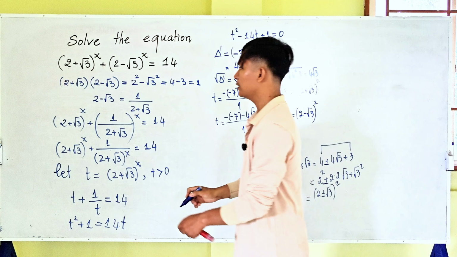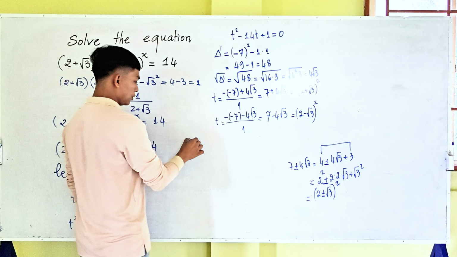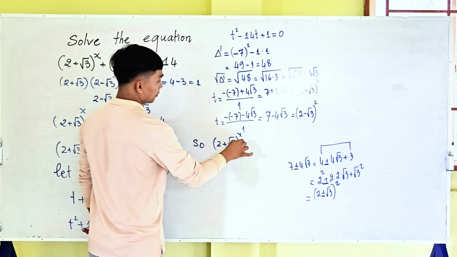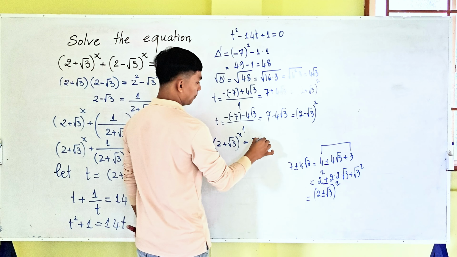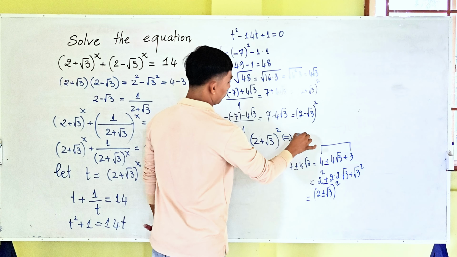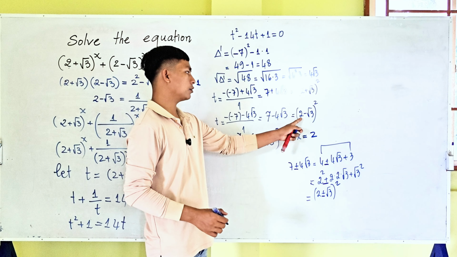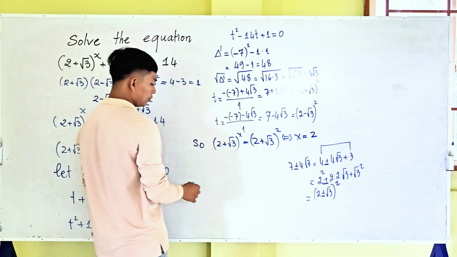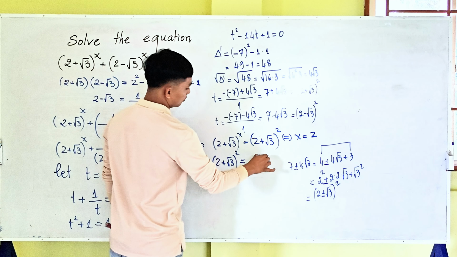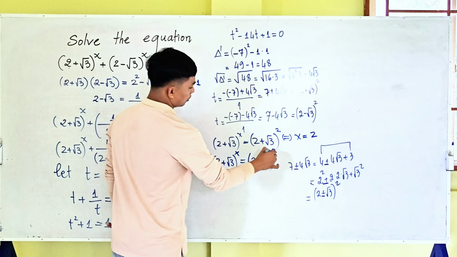And now we see this, we let t equal (2 plus square root 3) to the power 8. So we get this. So (2 plus square root 3) to the power 8 equal, here is (2 plus square root 3) all squared. And we get this is equal (2 minus square root 3) to the power 2. And we get this (2 plus square root 3) to the power 8 equal (2 minus square root 3), sorry, here power 8 and here's squared.